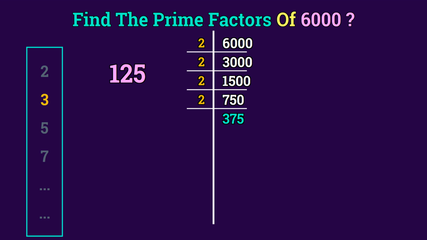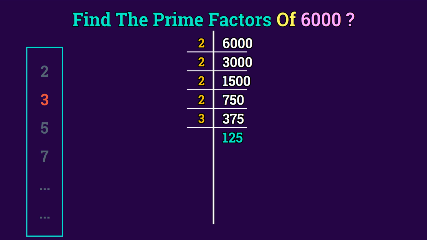So 375 divided by 3 equals 125. Dividing 125 by 3, the result is not integer. Since the result is not integer, so we will try to divide by the next number.